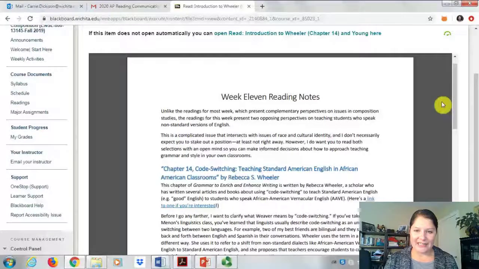So I have a note here that also says that what you have in these two readings are basically two different, opposing perspectives on at least one part of this issue. And I don't expect you to stake out a position on this issue, at least not necessarily this week. But what I do want to do is expose you to the different perspectives on this issue so that when you're in your own classroom, you know that this is something that people are having a conversation about and you can make an informed decision on your own.